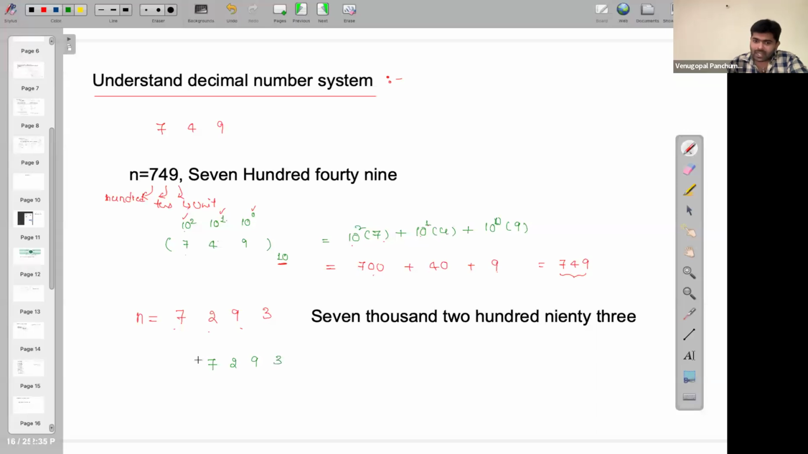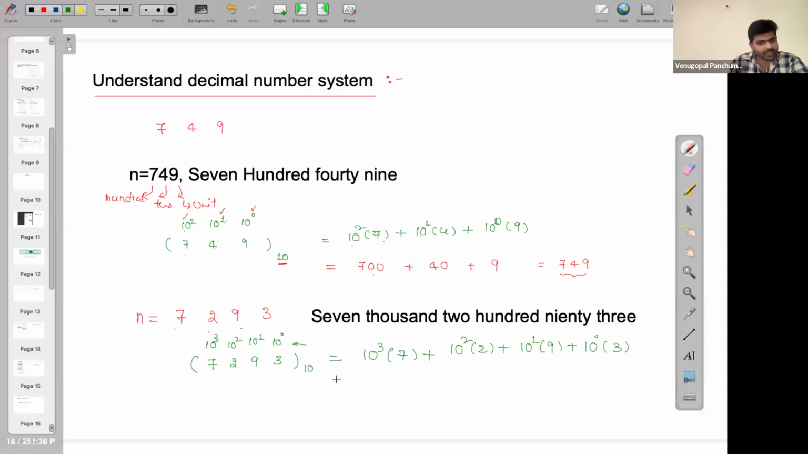7,293. By default, this is in base 10. When you write their units, the first one is 10 power 0, next is 10 power 1, next is 10 square, next is 10 cube. When you expand this, it is 10 cube into 7 plus 10 square into 2 plus 10 power 1 into 9 plus 10 power 0 into 3.